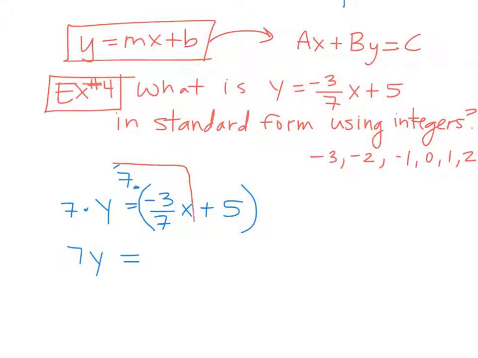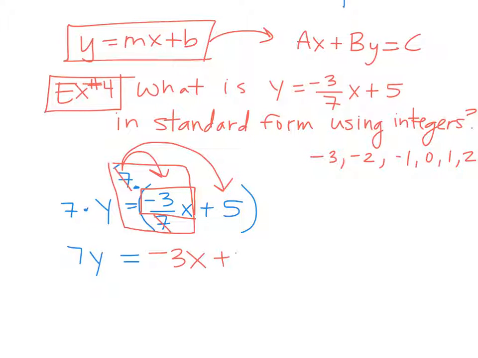So you do this, right? 7 times a negative 3 over 7x is going to cancel our 7s, which just leaves us with negative 3x. Okay, but then it's distributive property. If we multiplied 7 by this, now we got to multiply 7 by the next term also. Okay, so we're going to go 7 times 5 is a positive 35. Okay, now the beautiful thing is we have no more fractions, right?